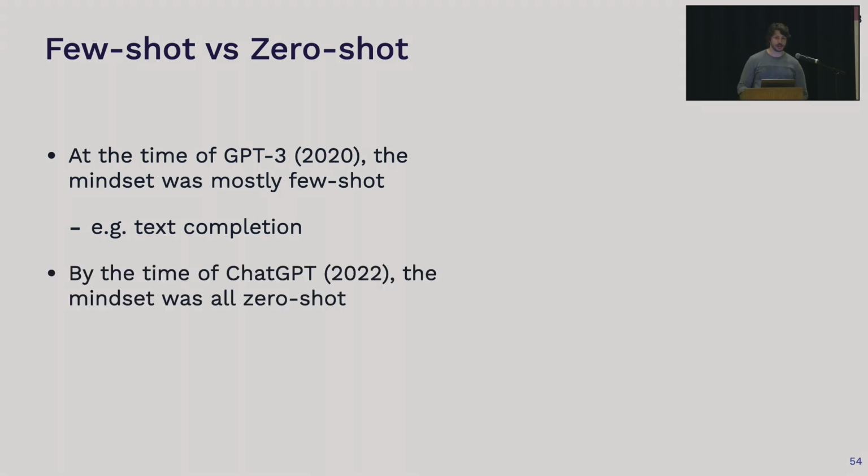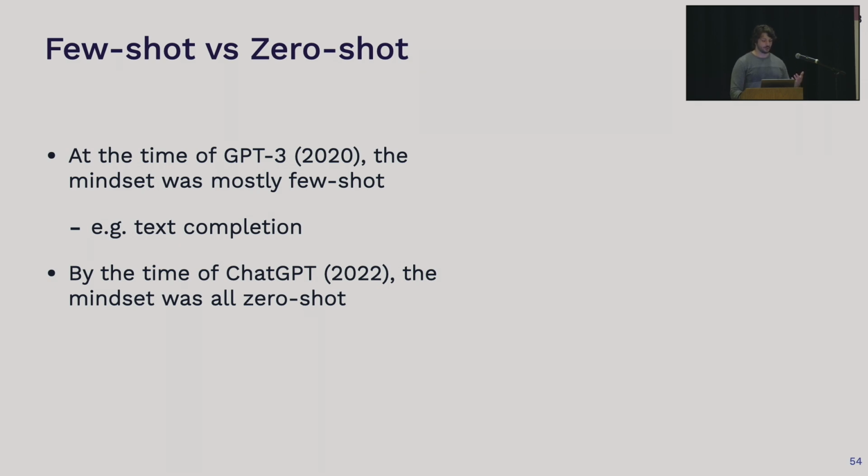But by the time that ChatGPT came around, the way that we interacted with these systems was really different. If you interact with ChatGPT, you're not providing it a bunch of examples of what you want it to do. You're just asking. You're just saying, hey, can you write a document for me? Can you summarize this? Can you come up with ideas for names for my website? And so the mindset is now zero shot. The model should be able to do what you want it to do without you needing to show it, but instead just by asking.